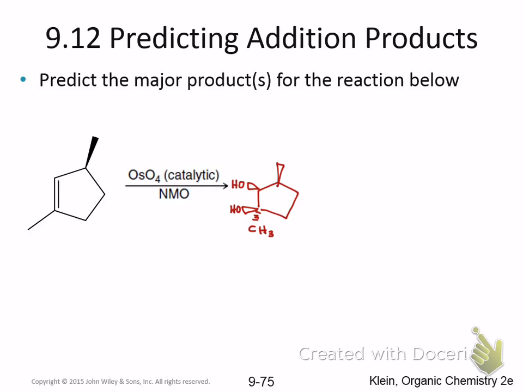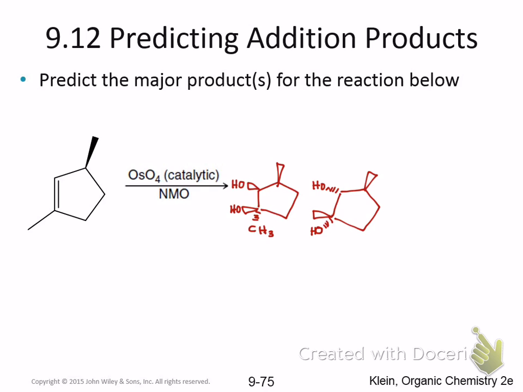So when you do that, you have the CH3 going up, CH3 going up like that, and then OH, and then OH, like that. What's the relationship between those isomers? Are they enantiomers or diastereomers?